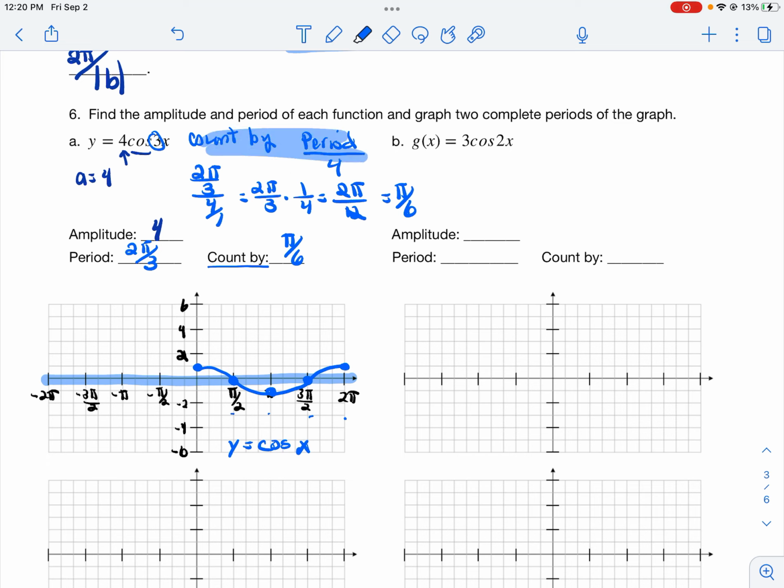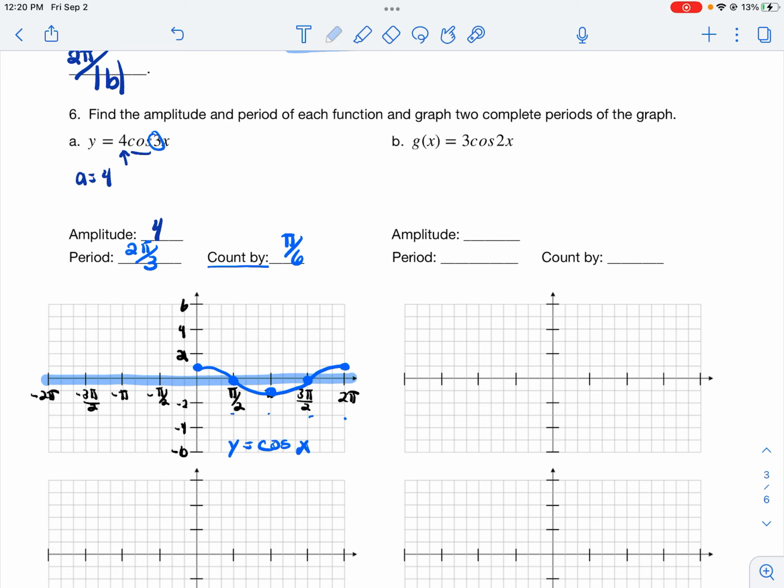So now that I know I'm counting by pi over 6, think of it like this. I have these 4 tick marks here. I know this first one is my axis. It's going to be pi over 6. And then I'm going to count up one more pi over 6. That's 2 pi over 6, 3 pi over 6, and 4 pi over 6. But you know me, you can't leave it like that. You have to simplify your answers. So 2 pi over 6 simplifies down to pi over 3. 3 pi over 6 simplifies down to pi over 2.